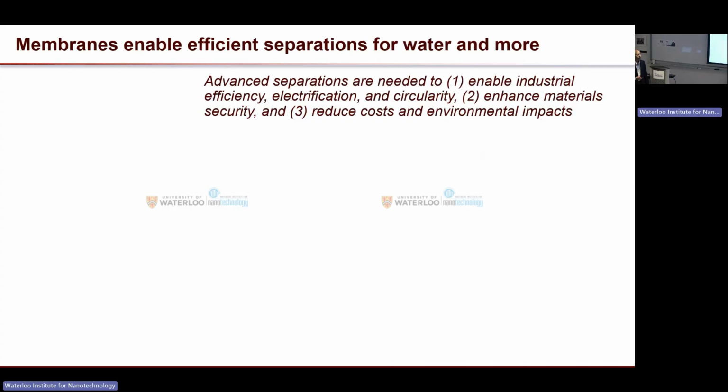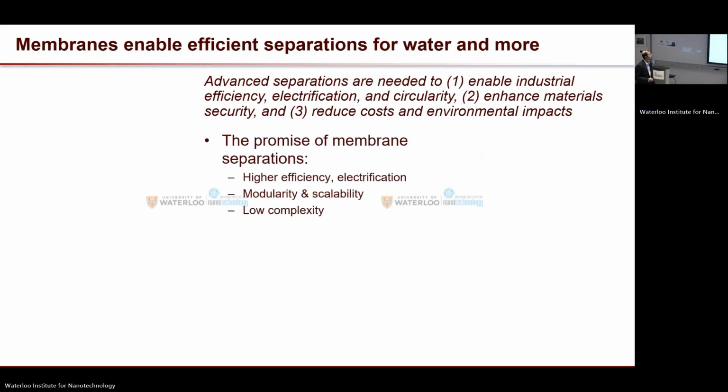And so we need separations to enable efficiency, electrification, circularity of materials. Also, material security and geopolitics plays a role in this. And then we also want to reduce costs, and we want to make sure we have minimal environmental impact, as small as possible. And membranes are very interesting in this regard.